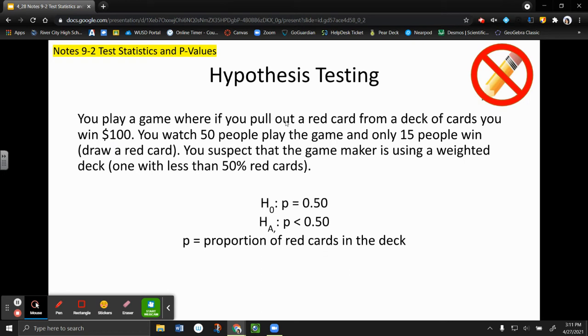You play a game where if you pull out a red card from a deck of cards, you win $100. You watch 50 people play the game, and only 15 people win, meaning 15 people draw a red card. You suspect that the game maker is using a weighted deck, meaning one with less than 50% red cards.